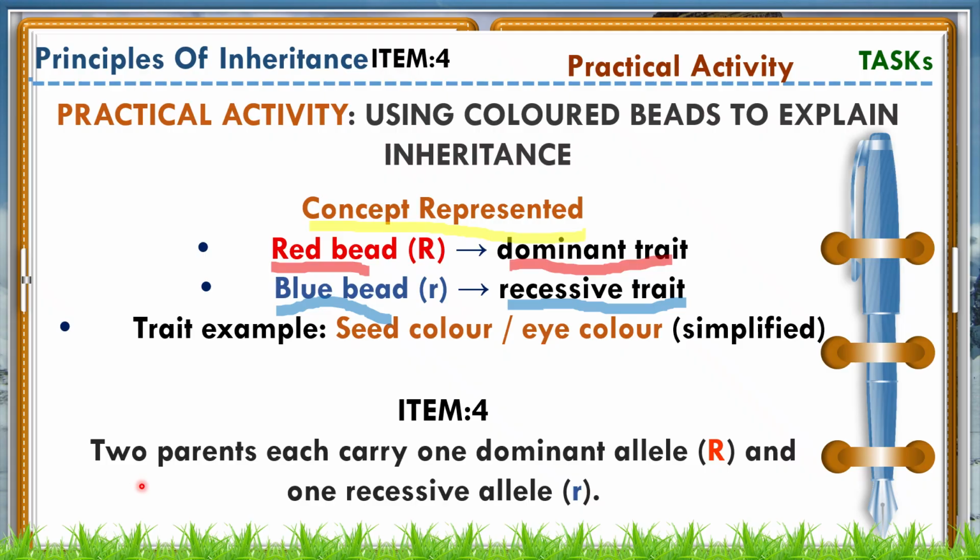Item 1: two parents, each carrying one dominant allele R and one recessive allele small r. So we are having two parents, each one carrying a dominant allele and a recessive allele.